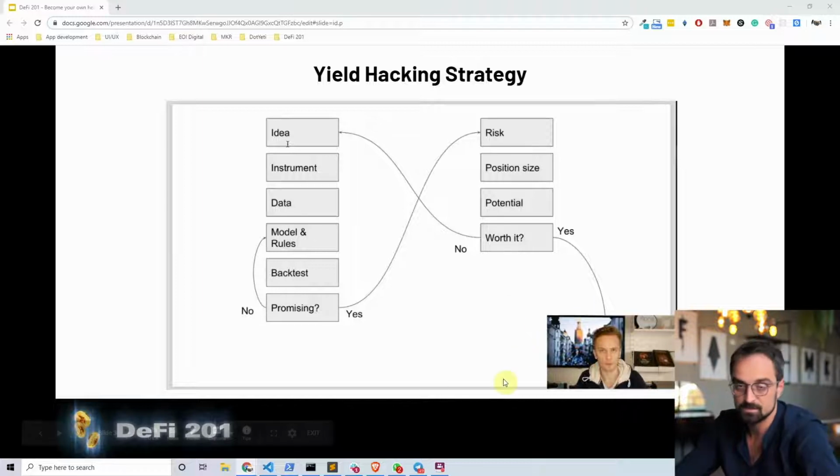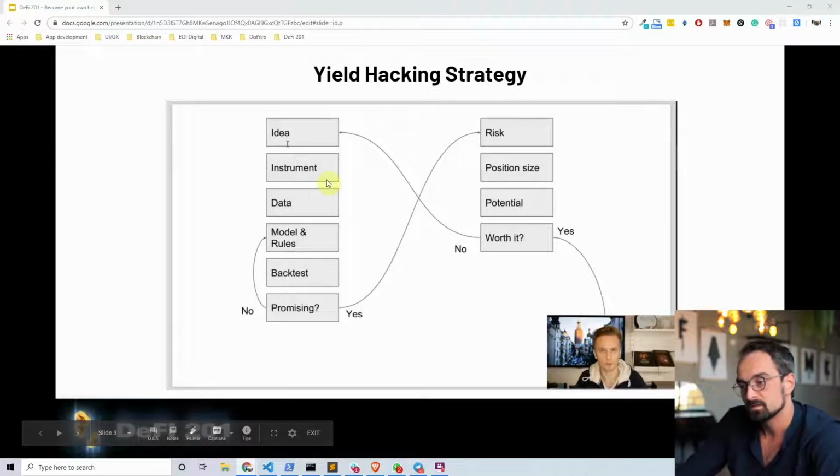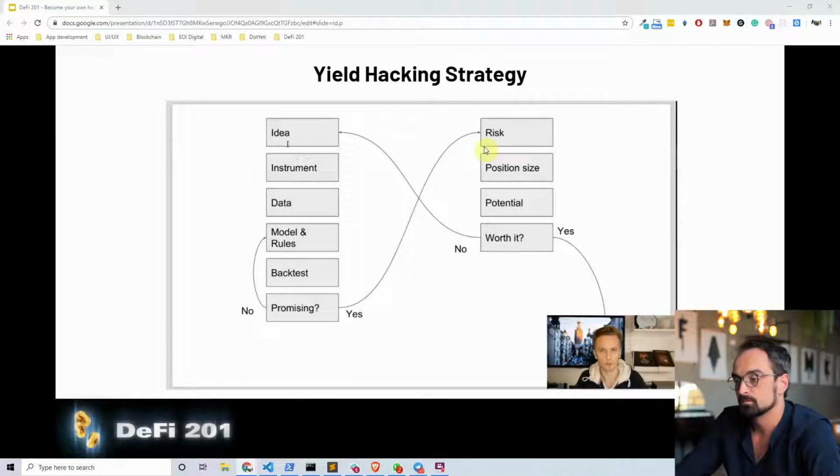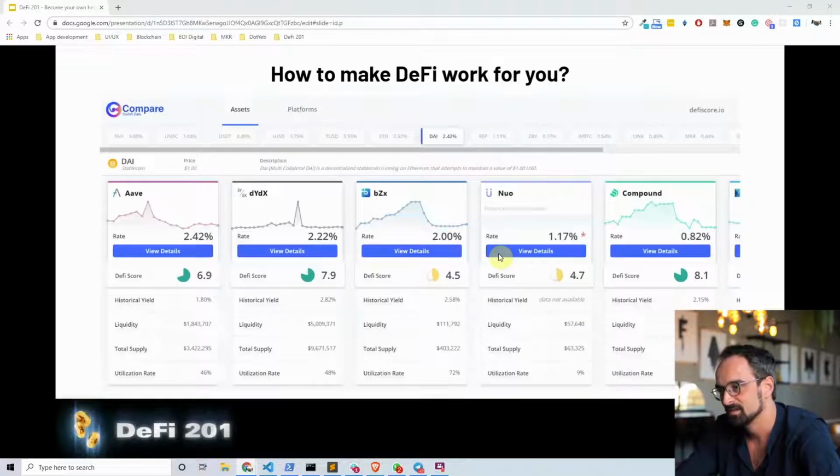And Philip really explains this really well in his course, where you have an idea, there's different instruments that you can use, and you need to calculate the risk. You need to see if it's worth it or not. And he explains this whole metric in depth in his course. So I would recommend you guys to follow that course as well.